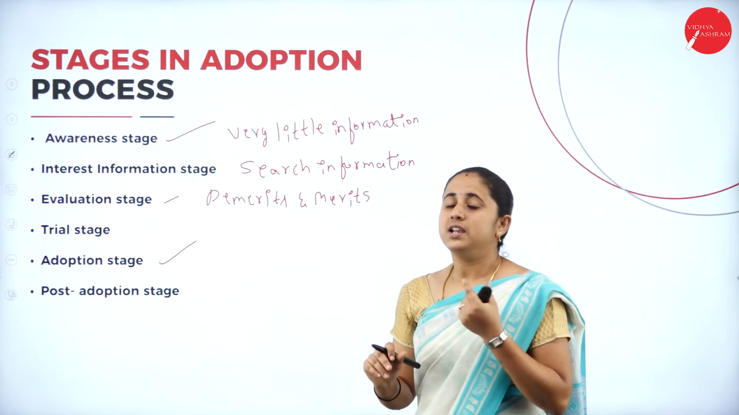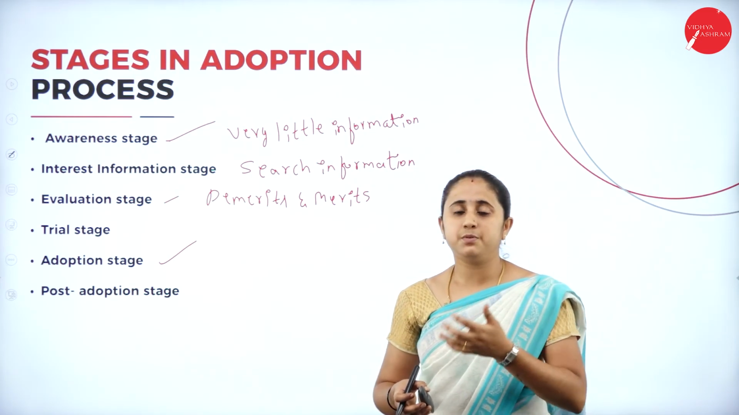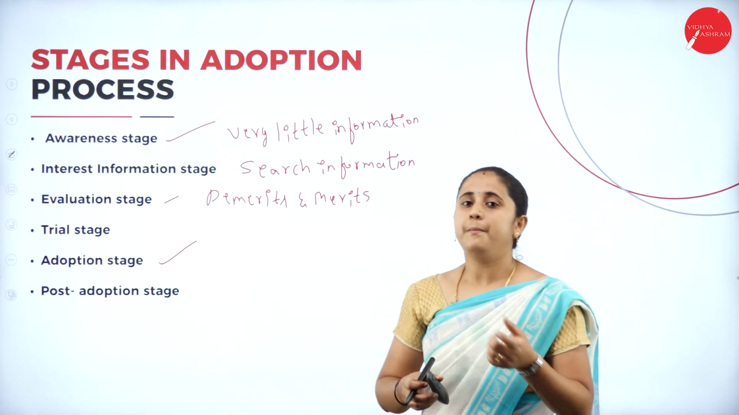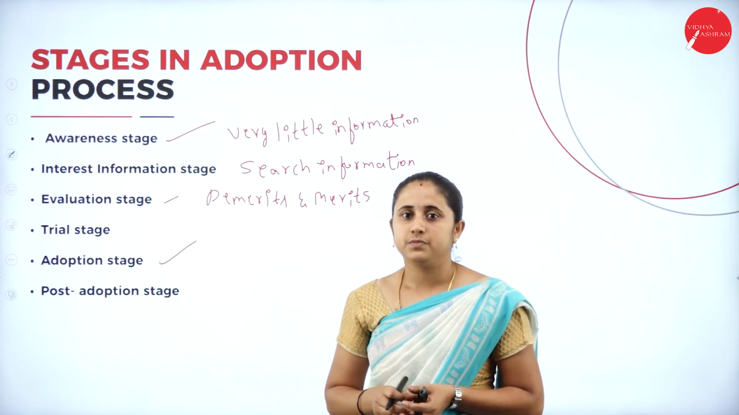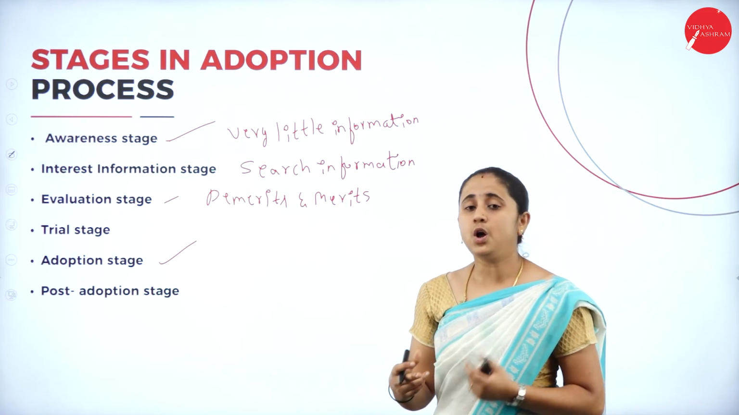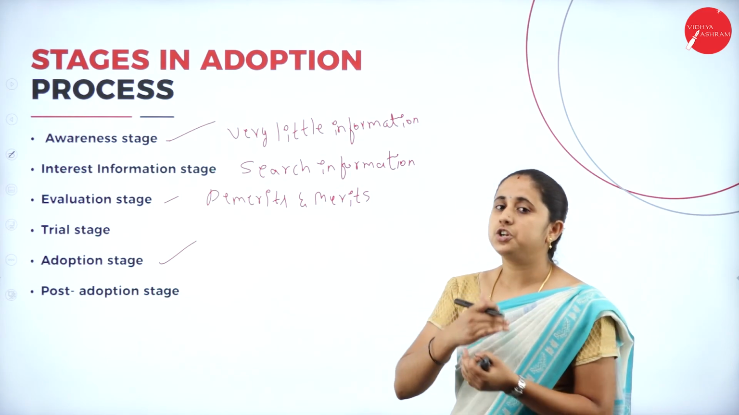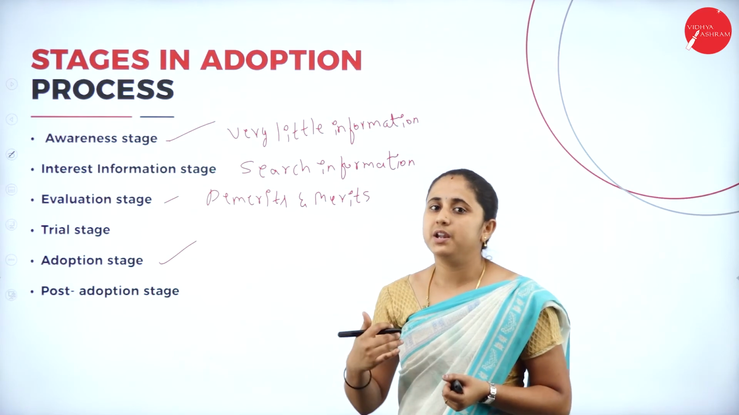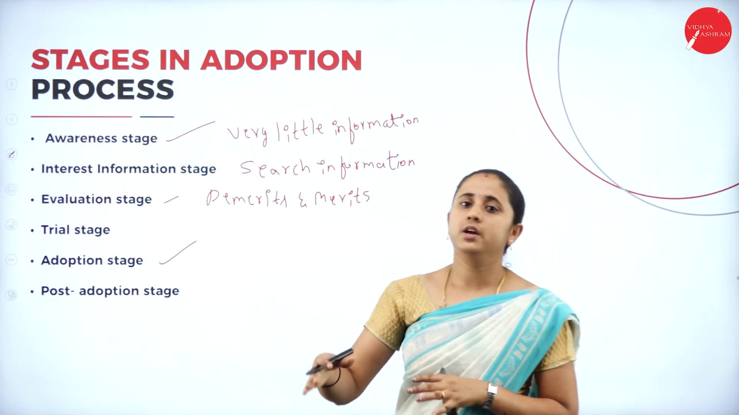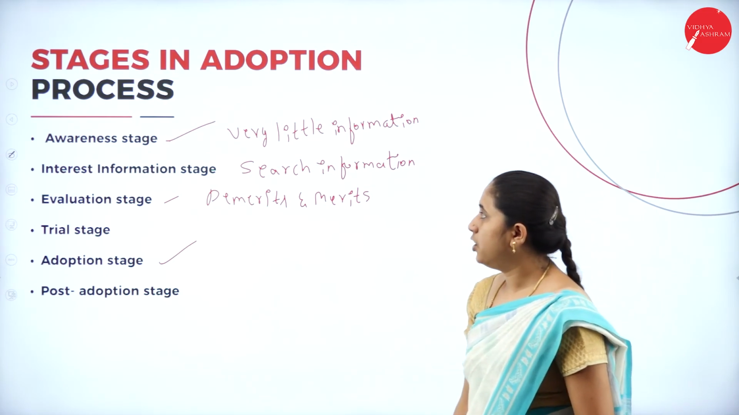In the awareness stage, little information will be given to customers. For example, for some products, the customer will not be aware that such products are available in the market. For example, there is a product called magnetic ear sticker for weight loss. The customer will not be aware of this product, so you need to create awareness. When the customer is aware of your product, they search for information. After that they will evaluate the merits and demerits and try the product. If it satisfies them, they adopt the product and purchase it regularly. So, this is all about the stages in the adoption process.